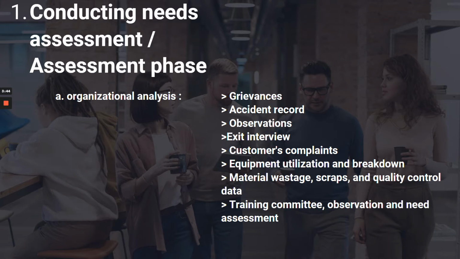Then customer complaints, the complaints your customers have filed against you. Equipment utilization and breakdowns: what are the equipment that you are using? And material wastage, scraps, and quality control data. Then the training committee: you have to know if you need to set up your training committee, the observation, and the needs assessment. So that's the organizational level.